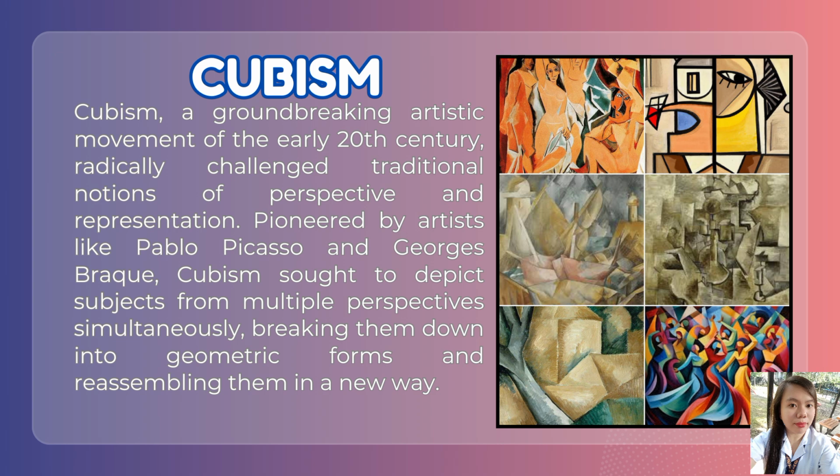The image on the left side includes five artworks that exemplify the Cubist style. These pieces showcase fragmented and abstracted figures and objects, highlighting the use of geometric shapes and multiple perspectives. Cubism was a radical departure from traditional art, influencing many subsequent art movements and changing the way we perceive and represent reality in art.